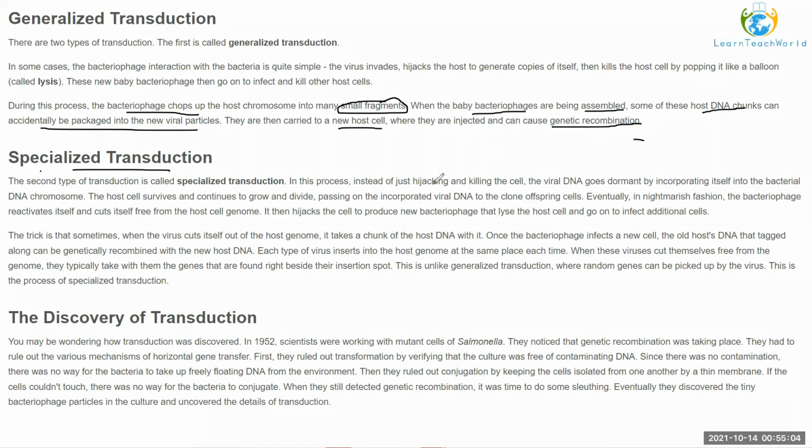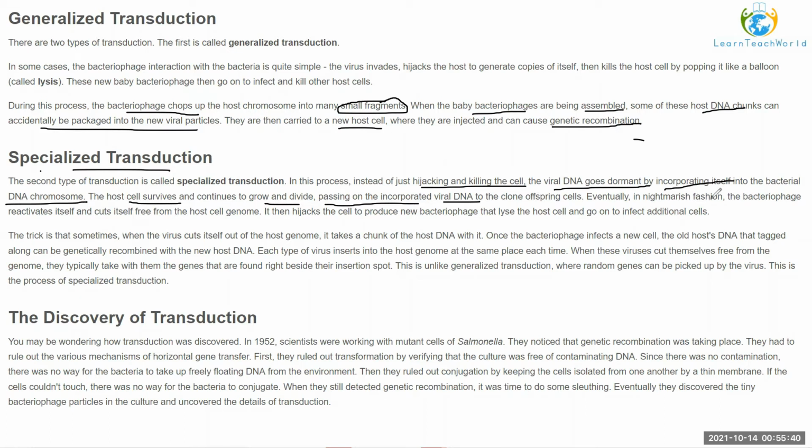In this, instead of just hijacking and killing the cell, the viral DNA goes dormant. This dormancy is going to come after incorporating itself into the bacterial DNA chromosome. So the host will survive and continue to grow and divide. By this, there is going to be passing of the incorporated viral DNA, and whatever offspring are created of the bacteria will have this viral DNA in it as well.